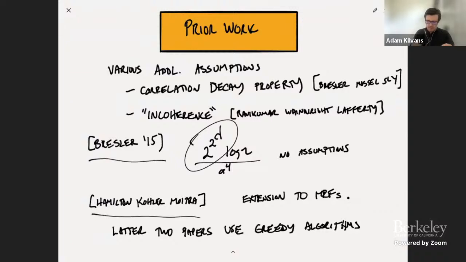And then there's a nice paper by Hamilton, Koehler, and Moitra that extended Guy's result to the case of higher order MRFs. Both of these results use greedy algorithms. They define a notion of mutual information between two vertices in the graph, and then they use greedy algorithms to construct the neighborhoods for the vertices.